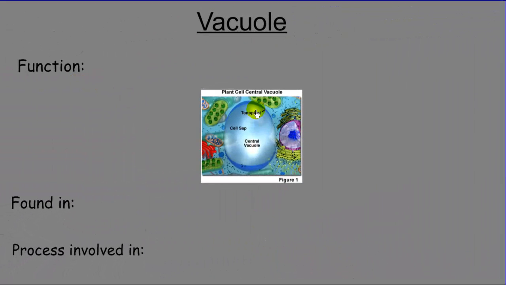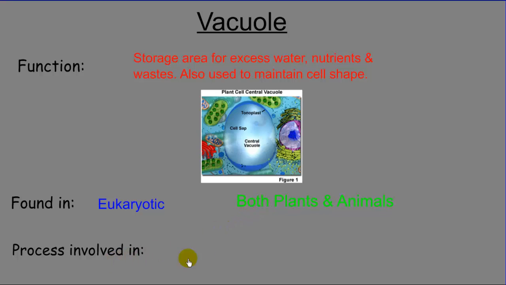The vacuole is this big bubble looking organelle that's typically inside of plant cells, although we'll see them in animal cells as well, not as prominent as in plant cells. Their function is to provide a storage area for excess water, nutrients, and waste. It's also used to help maintain cell shape. They're only found in eukaryotic cells. Both plants and animals have them, but they're much more visible in plants. The process it's involved in is going to be cell maintenance and support.